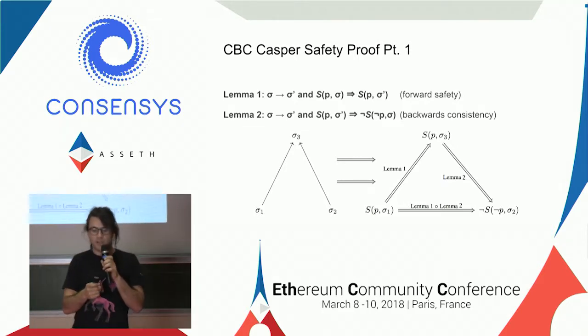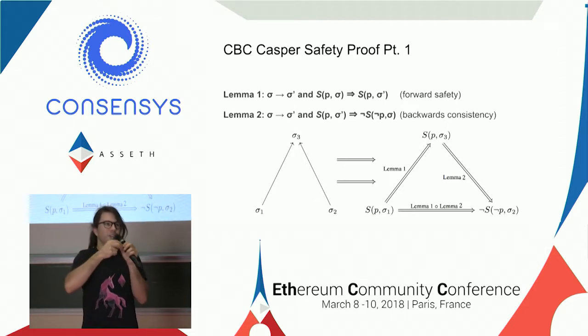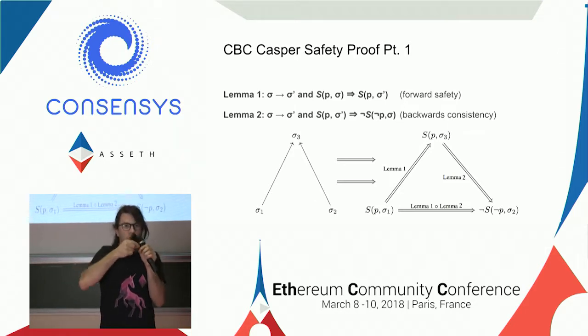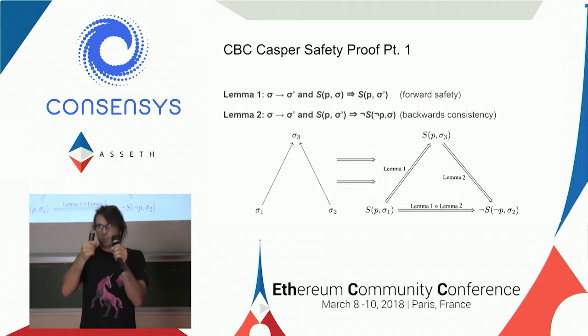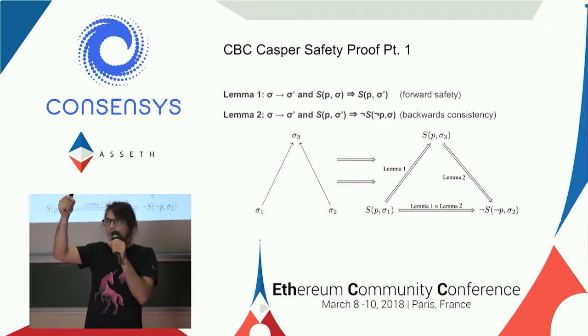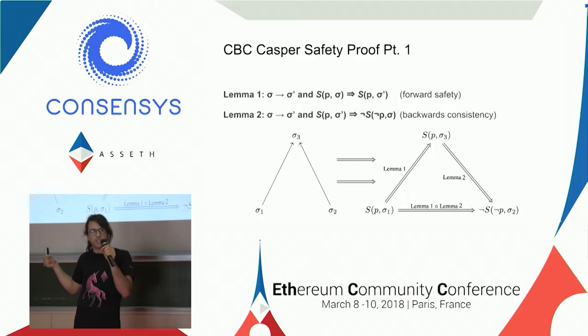This is a little subtle, so I'm going to talk about it a little more. If you are at a protocol state and you're safe on some proposition P, then you follow some future path to some other state, and then you walk backwards to any other state. Then for that other state, you're not going to have safety on the negation of P.